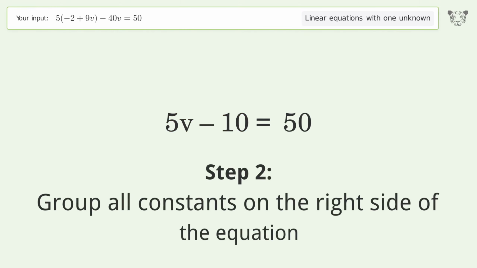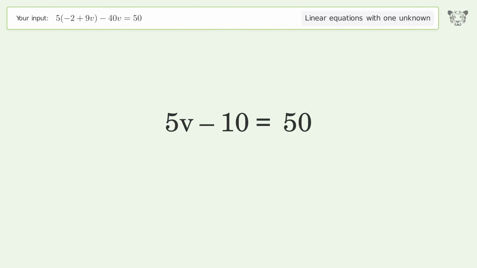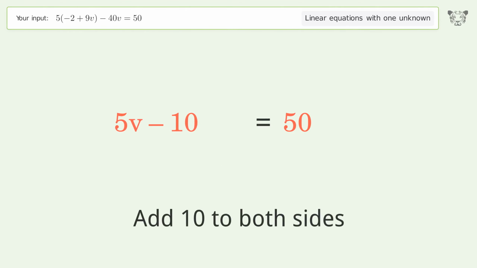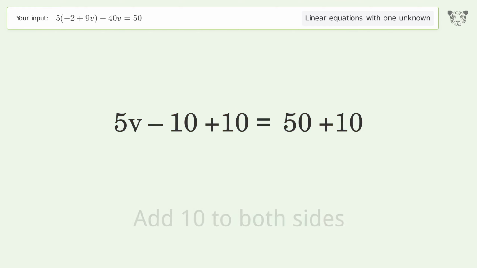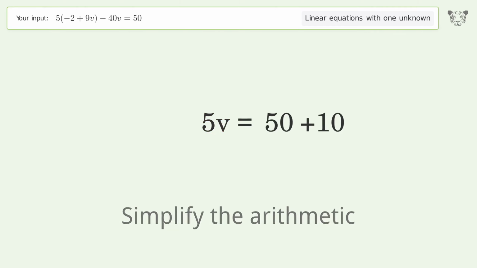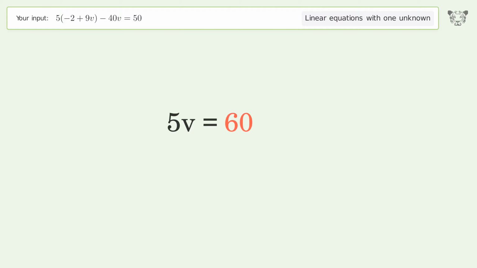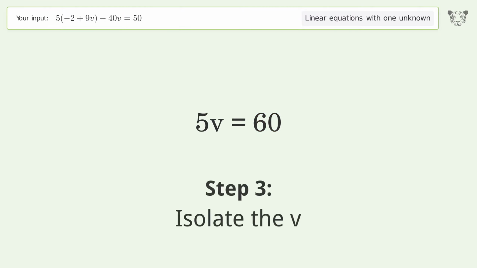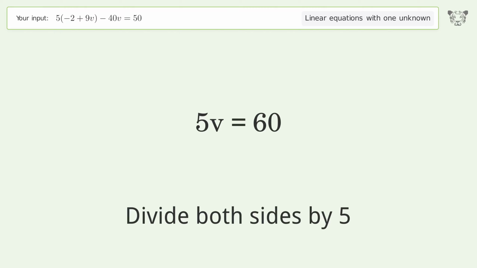Group all constants on the right side of the equation. Add 10 to both sides. Simplify the arithmetic. Isolate the v. Divide both sides by 5.